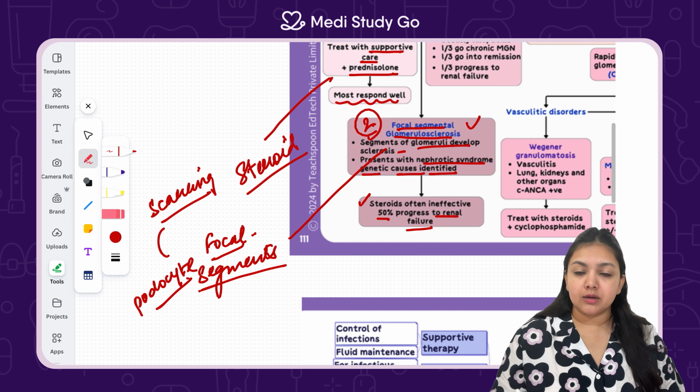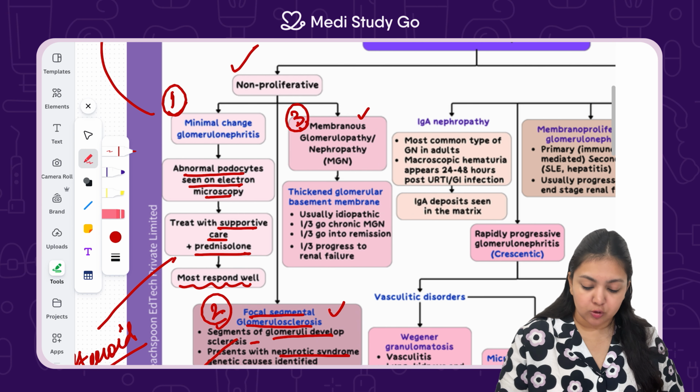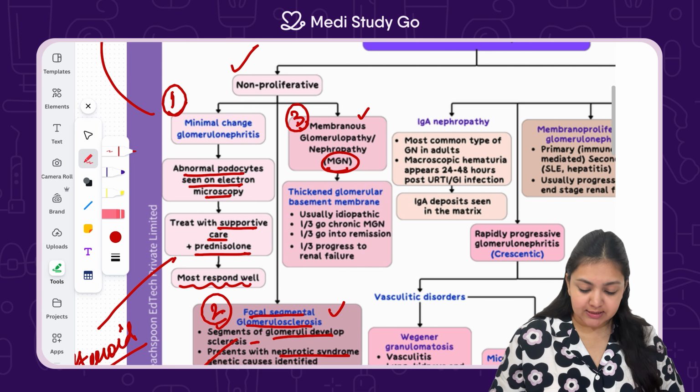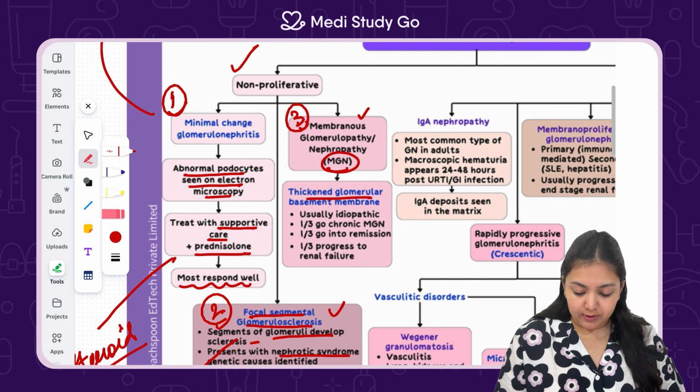So the disease usually progresses to end stage renal disease. The third disease in this category is membranous glomerulopathy or nephropathy, which is MGN. As the term suggests, there is membranous glomerulopathy. Pathy means thickening, so the membrane, or the glomerular basement membrane, gets thickened, and it is usually idiopathic in nature.